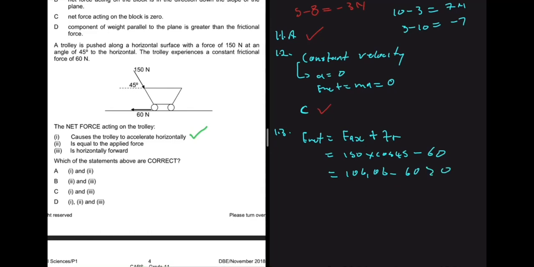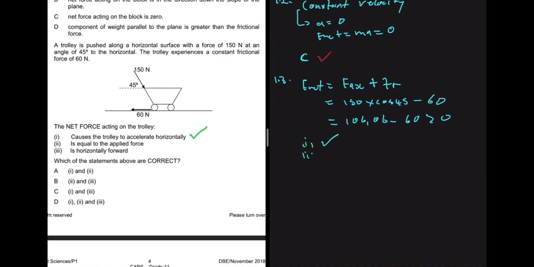So we're going to be accelerating along the horizontal, right? So our first option, I, is correct, right? Let's look at the second option. We're saying that this option is correct. The second option is saying that the net force is equal to the applied force. That is not true, right? The net force is going to be 106 minus 60, which is going to be 46.06, somewhere there, right? So our second point is not true.